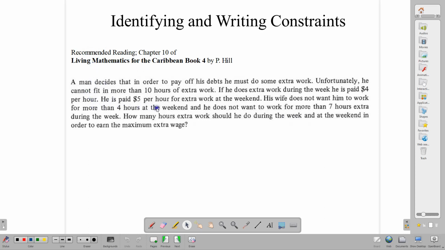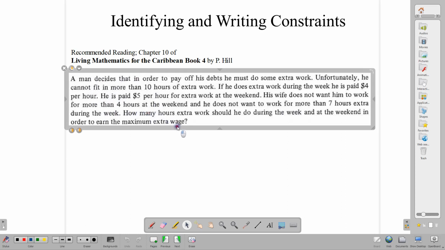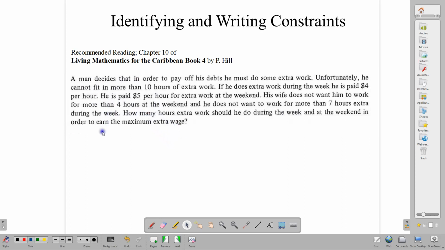Now let's look at a typical question that comes up in linear programming. Yes, they do contain a lot of reading, but they are fun to deal with. And as soon as you start reading it, you realize that it starts making sense and you can relate to it on a day-to-day basis. So a man decides that in order to pay off his debts, he must do some extra work. Unfortunately, he cannot fit in more than 10 hours of extra work. If he does extra work during the week, he's paid $4 per hour. He's paid $5 per hour for extra work on the weekend.